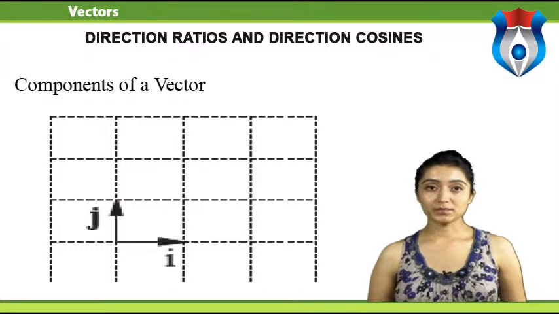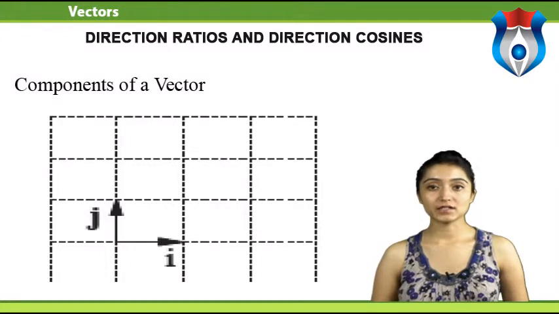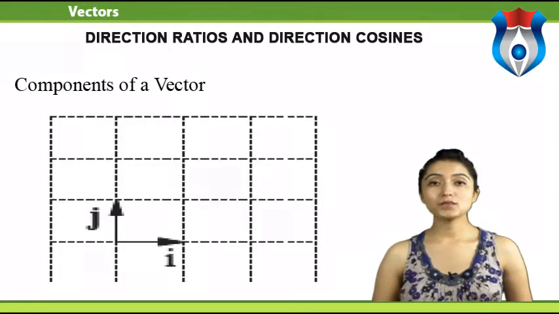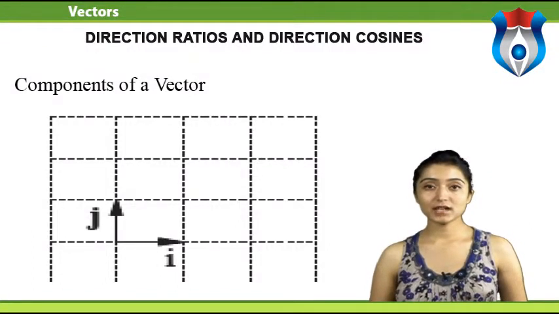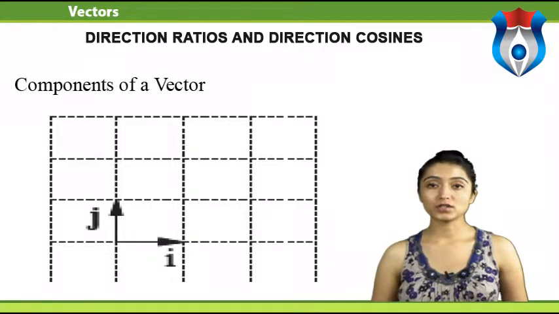Components of a vector. A displacement of 1 unit in the positive x direction is labeled i and a displacement of 1 unit in the positive y direction is labeled j. Because each has a length of 1 unit, they are called unit vectors.